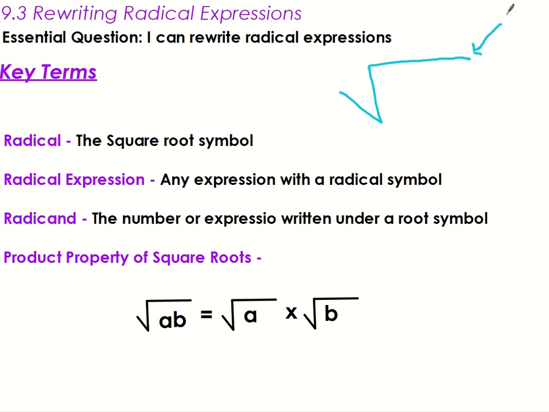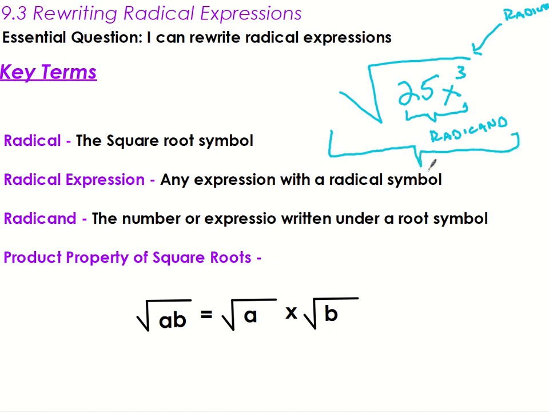So this symbol right here is called the radical. Everything underneath the radical, so we're going to have x's under there now, is known as the radicand. So that's the difference. The radical is a symbol itself. The radicand is the number or the expression that's written under the root symbol. And then all of this is the radical expression. So a lot of similar terms, but there you go.